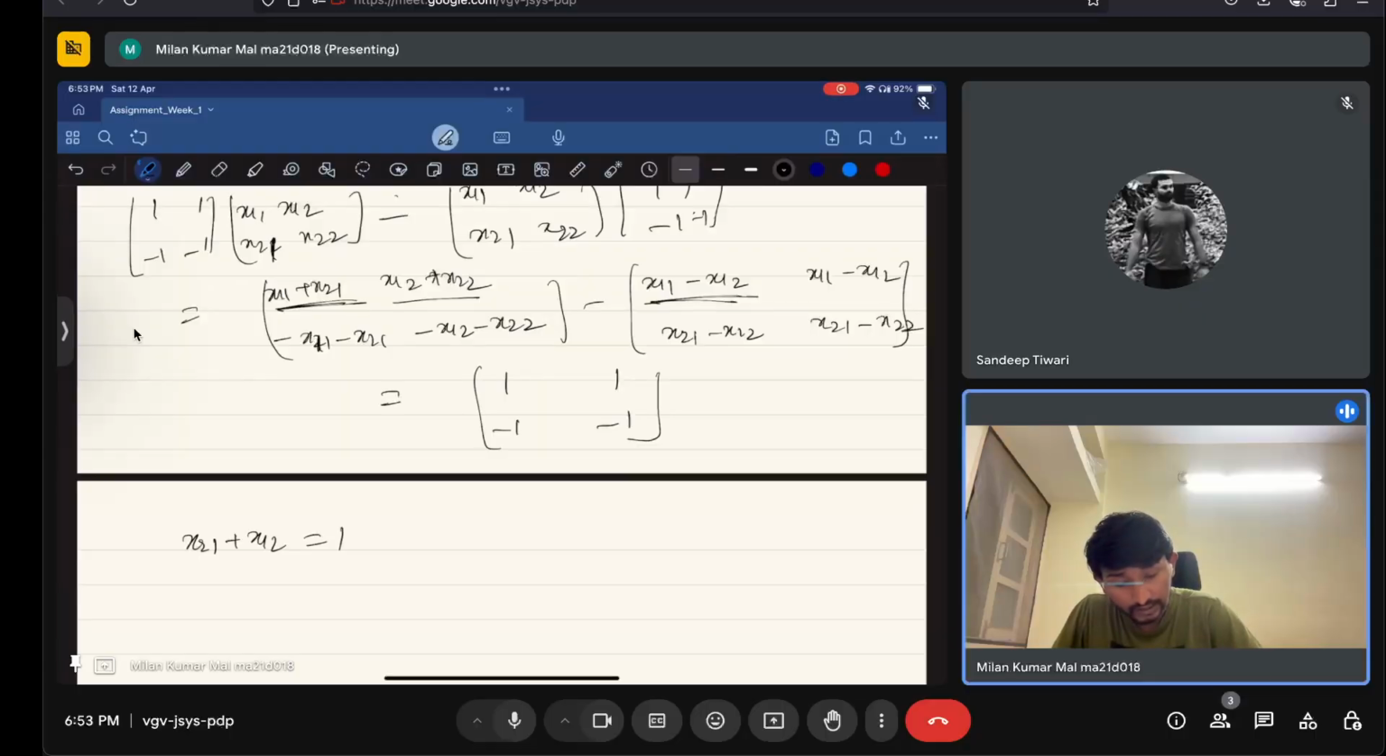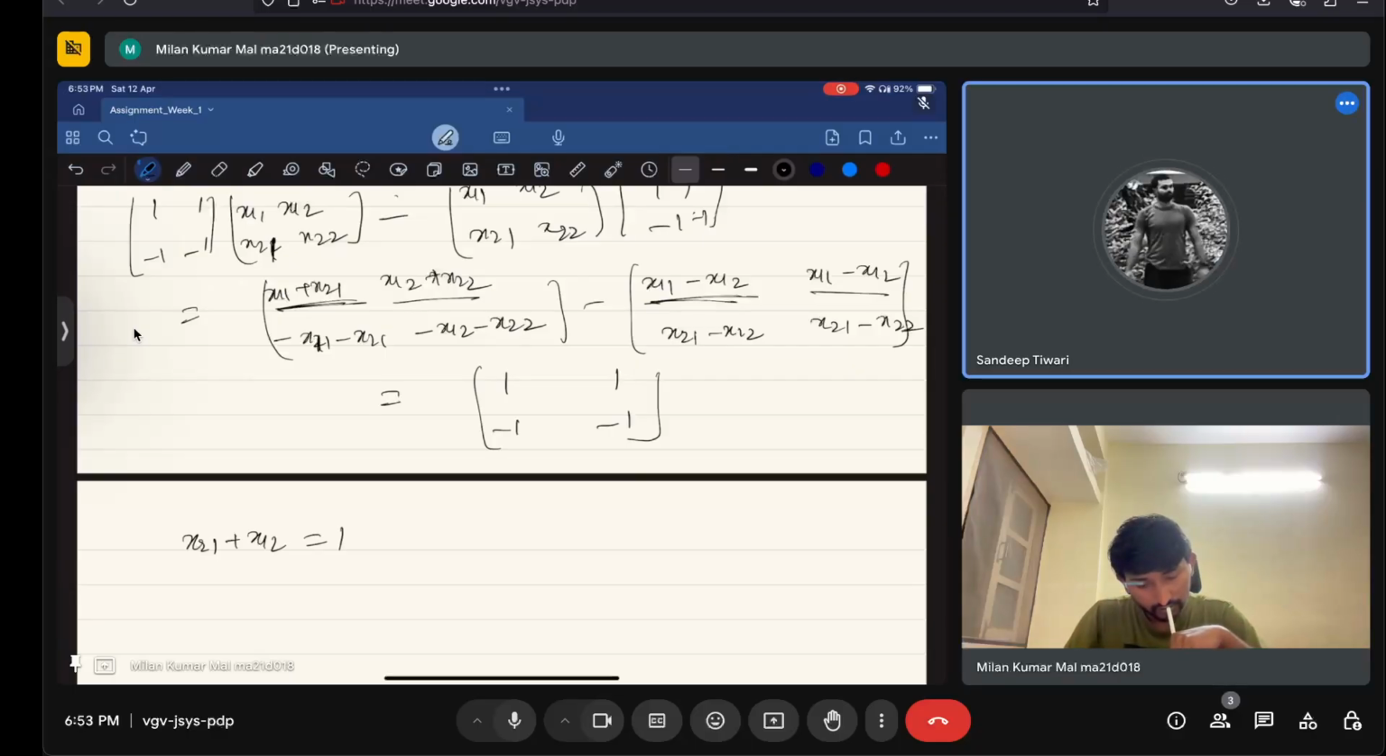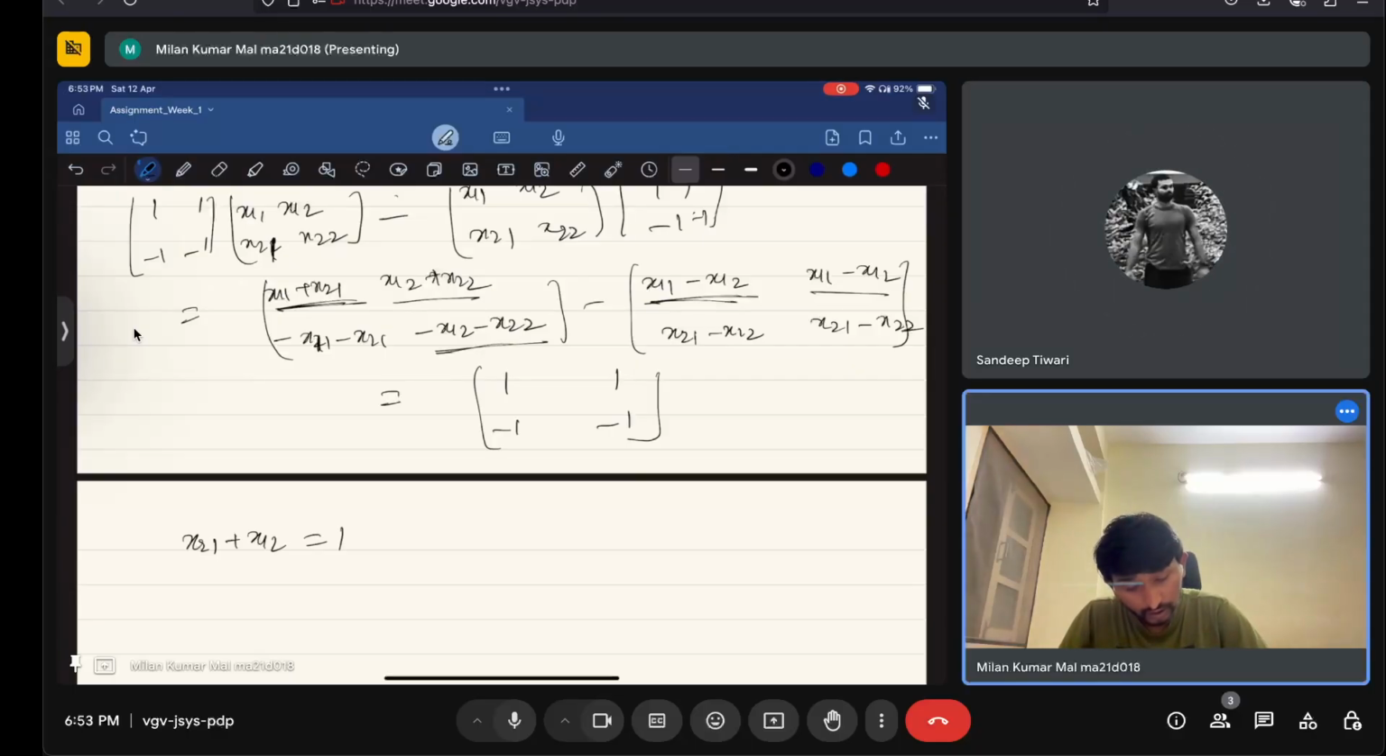And the second one, this one with this one, what will cancel out? There is no cancel out. Okay, let's do the diagonal. I think x22 cancels out.